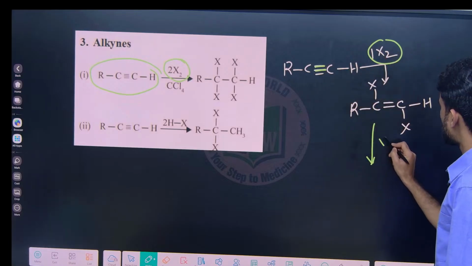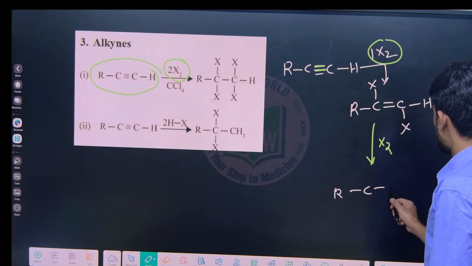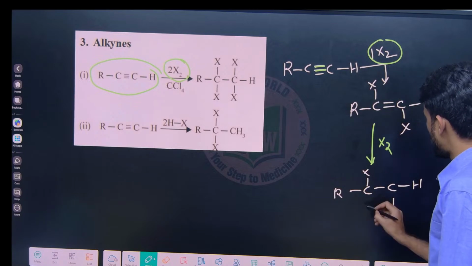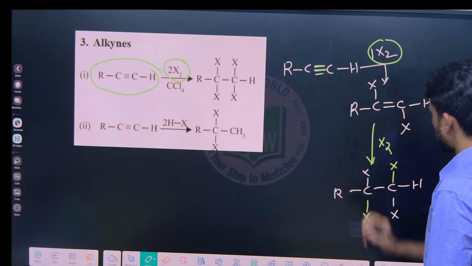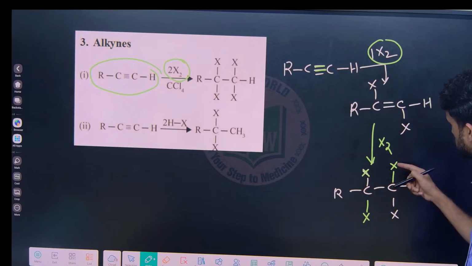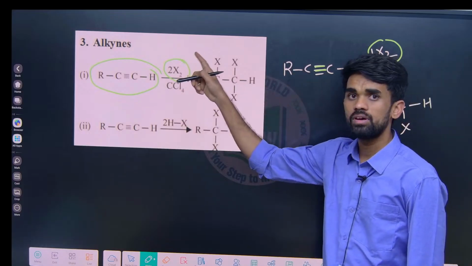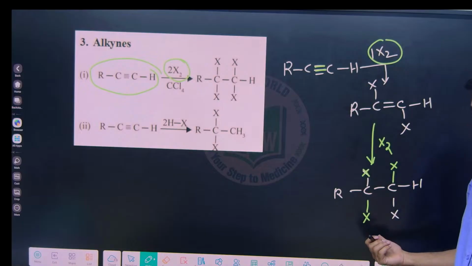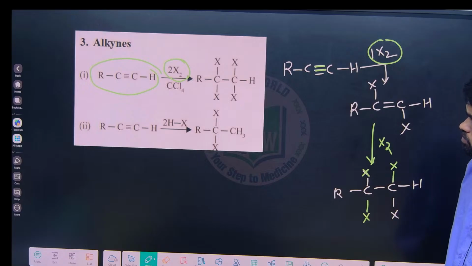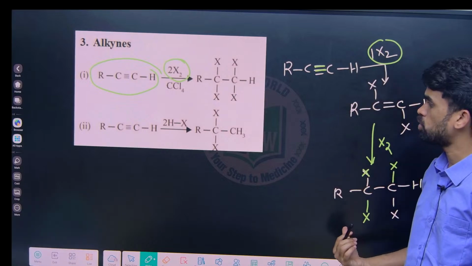One more pi bond also we can remove by adding one more X2. So it gives R, C, C, H, X, X as it is. Now I am adding one halogen here, one more over here. That's it. Okay. So what type of addition is it? See how many halogens are there? 1, 2, 3, 4. So tetrahalo alkanes are formed. Alkynes upon addition of halogens give a tetrahalo product. Okay, so halogenation of alkynes gives a tetrahalo product, you can remember.